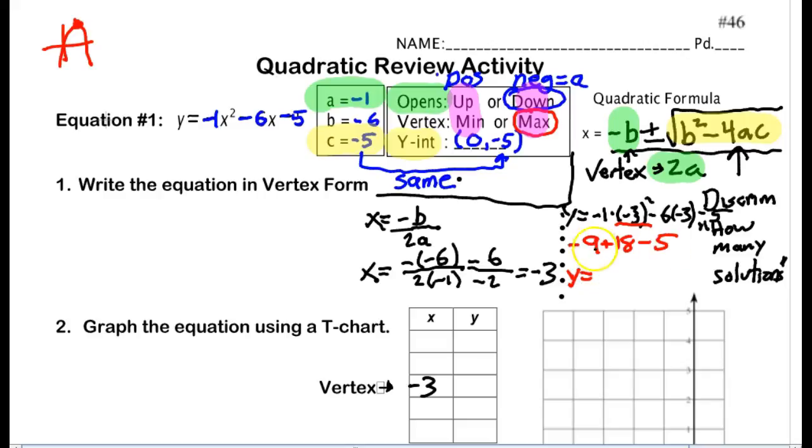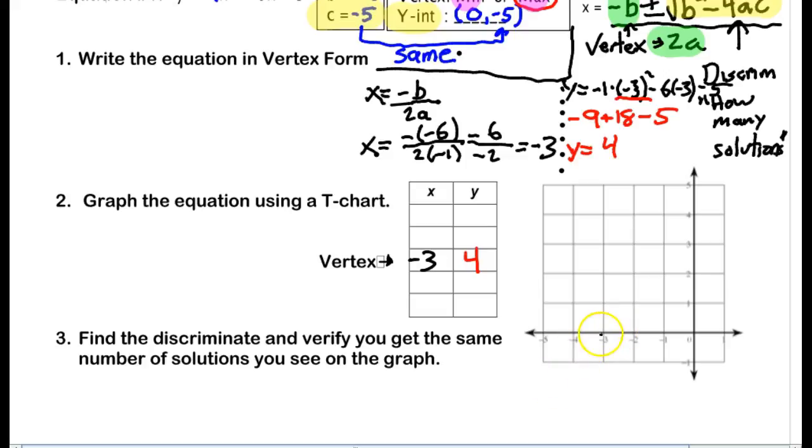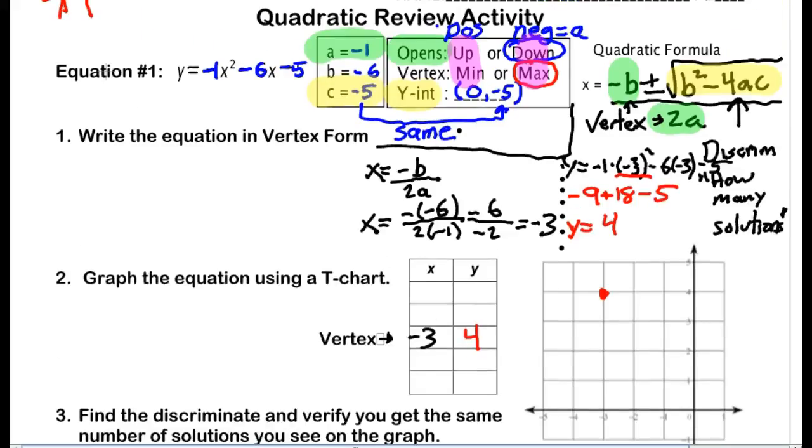And then we just simplify this. Negative 9 plus 18 is 9, and 9 minus 5 is 4. So I know the vertex is at negative 3, comma 4. I know this is the vertex. I know it's opening down. So that was one way to get the vertex. Now, this method always works. That's the nice thing about this. It might take a while, but this method for the vertex always works.